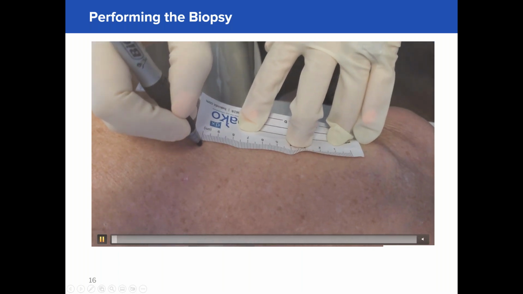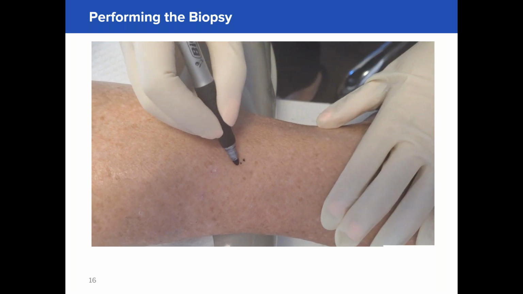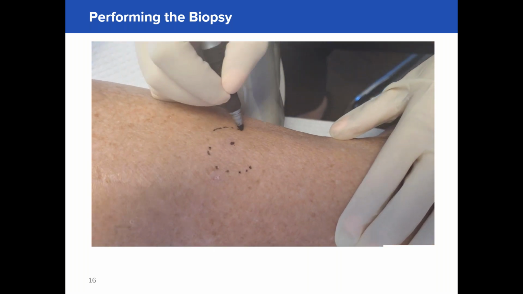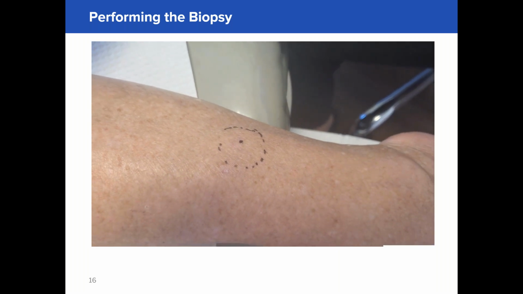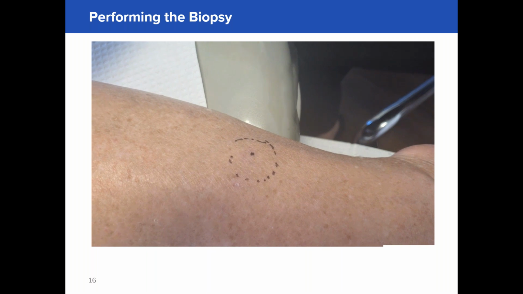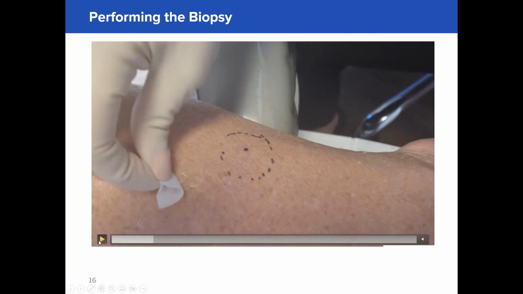So here you can see I've identified the lateral malleolus and I'm measuring 10 centimeters above it. I do like to mark about a centimeter peripheral circular line around it. You don't want to inject at your biopsy site because you're going to get a negative result. If you're putting lidocaine right where you're doing the biopsy, that's going to desensitize all the nerves and you're not going to be able to get a proper result.